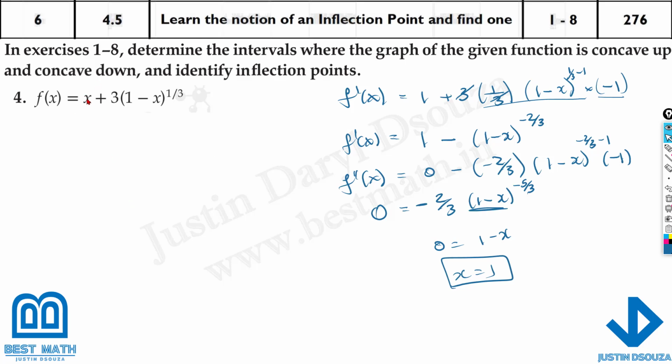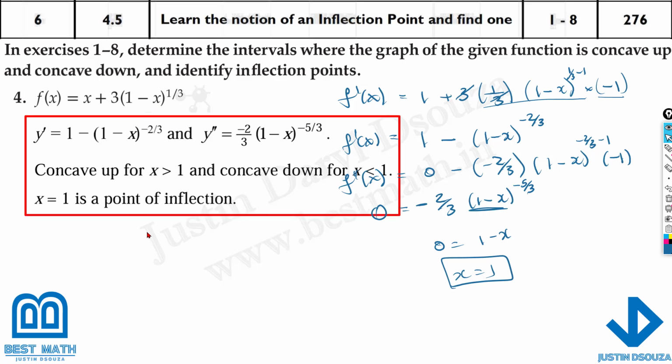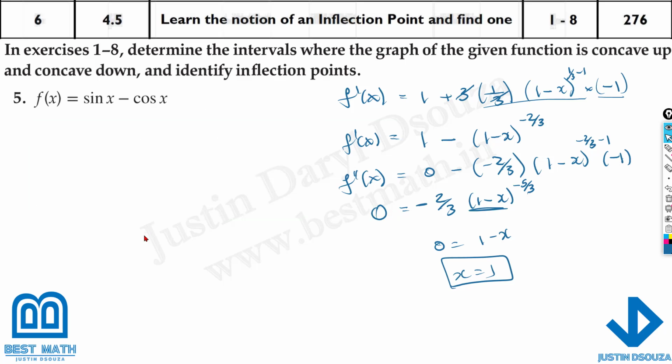Since we know the left side is already going to be dissolved to a constant 0, we can directly look inside the brackets and tell x is 1. That's the point of inflection.